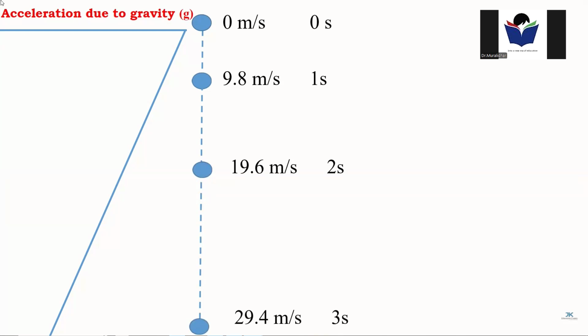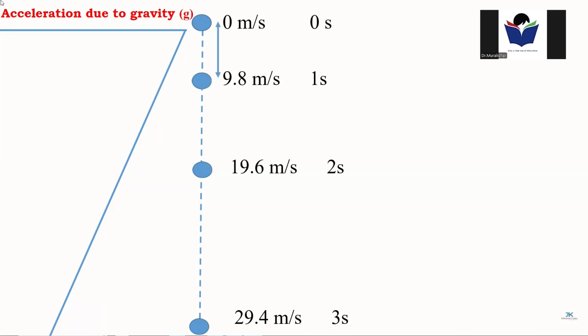Every second, velocity is increasing, and this increment is of 9.8 meter per second. Look at this. In the first second, the increment is 9.8. In the second second also, 19.6 minus 9.8 becomes 9.8 meter per second. Here also, 29.4 minus 19.6 gives 9.8 meter per second. Every second velocity goes on increasing, and this increment is by 9.8 meter per second.